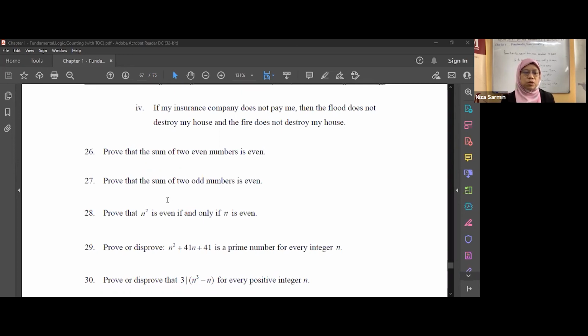Prove or disprove: n squared plus 41n plus 41 is a prime number for every integer n. For number 29, if you plug in numbers and you can get an answer that is not prime, then it's disproved, that it is not always a prime number. So this is the proof by counterexample. Counterexample, as I mentioned earlier, you choose one that is not true, that is not true for all. Yeah. All right. Go down.